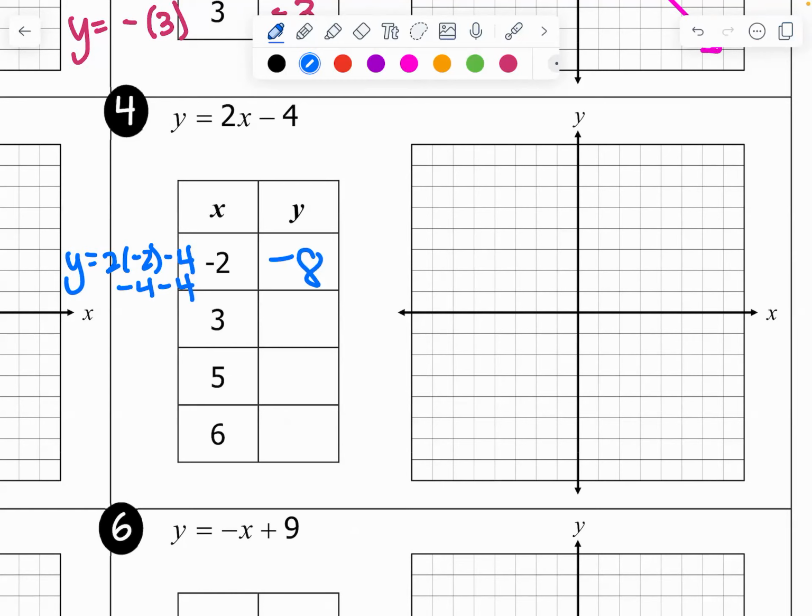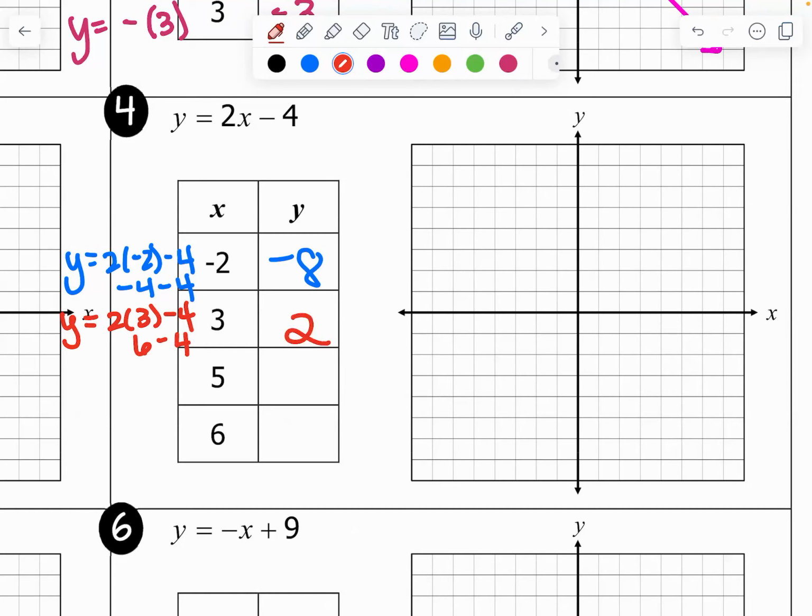Wait, you said -4 minus -4? I said -4 minus 4. How'd you get -8? -4, and we subtract 4. If we have y equals 2x minus 4, and I plug in 3 for x, I'm doing so with parentheses. So what operation am I doing with 2 and 3? 2 times 3 is 6, so I have 6 minus 4. 2.